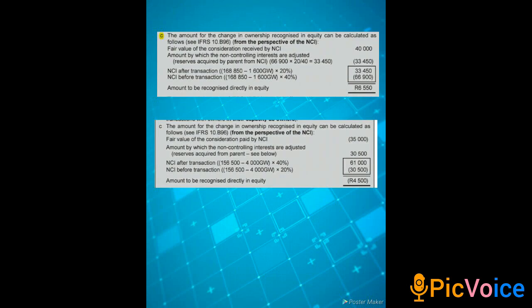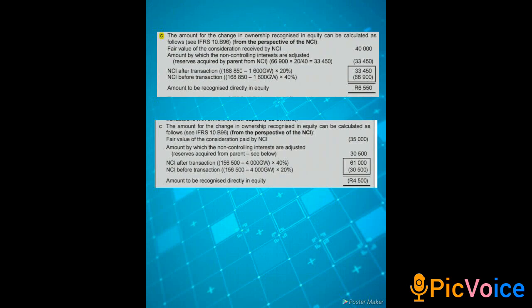With the second example, this is where the parent disposes of their interest, meaning now they're giving their interest to the NCI. Now the NCI at the beginning had 20%. Now after the change in ownership, the NCI has 40%.